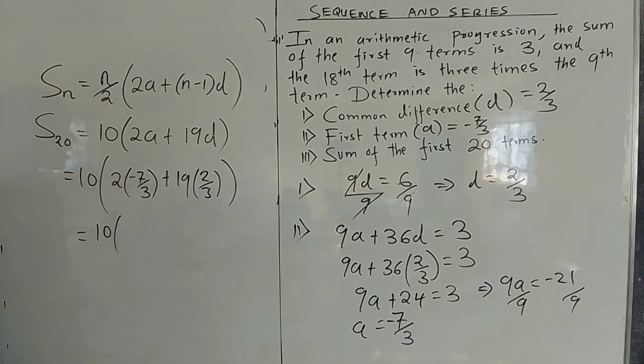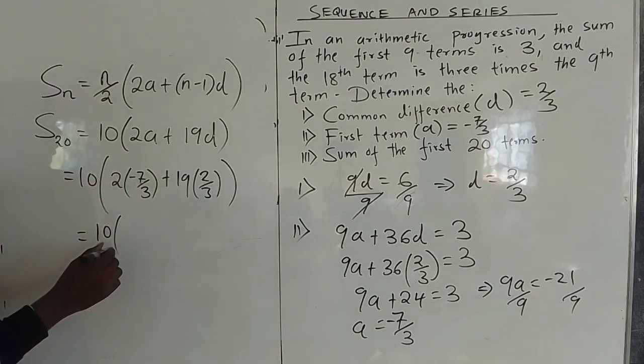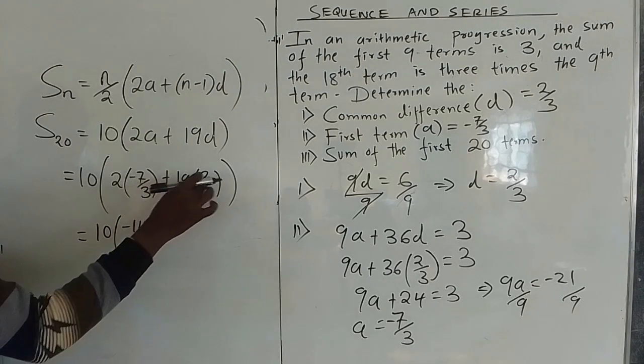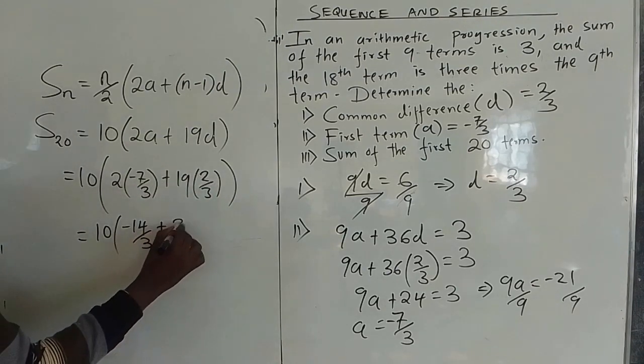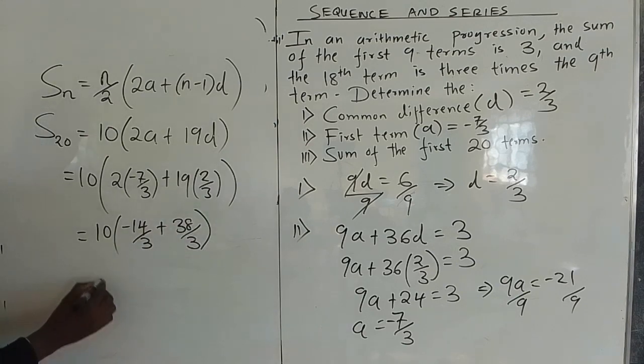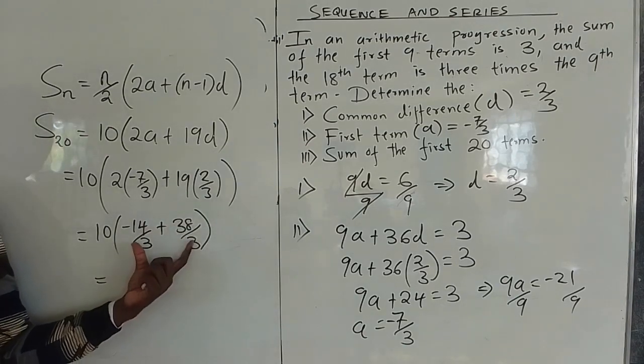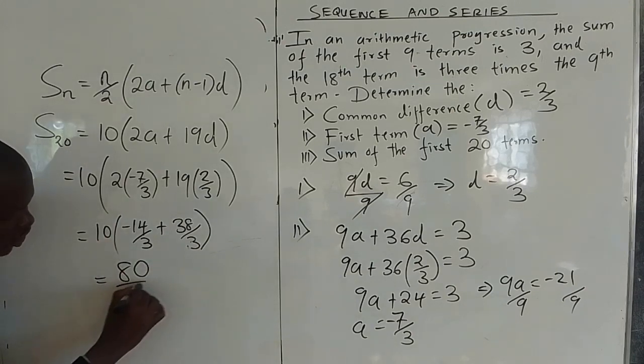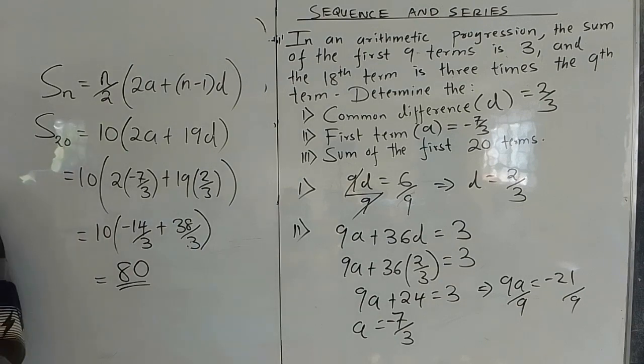What is 2 times negative 7 over 3? What does the calculator give you? Negative 14 over 3. Then what is 19 times 2 over 3? What does the calculator give you? 38 over 3. So what do you get in the end? Deal with what is in the bracket first, okay? Negative 14 over 3 plus 38 over 3. What does the calculator give you? 8. Good. So you get 8. 8 times 10, which is outside the bracket, is 80. And you are done. You found the sum of the 20 terms.